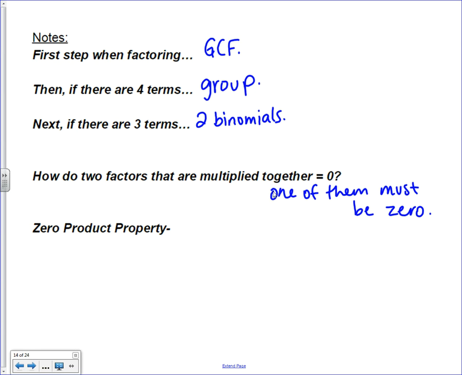Which means we have this thing called the zero product property. The zero product property says set your factors equal to 0, and then you're going to solve them. That should say then solve.